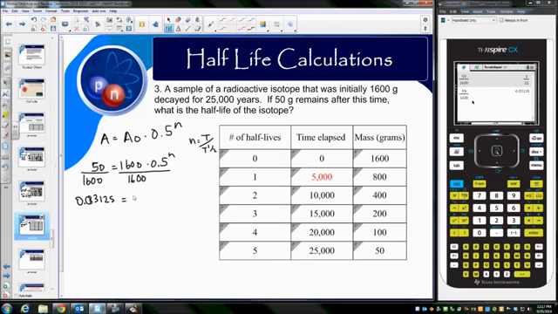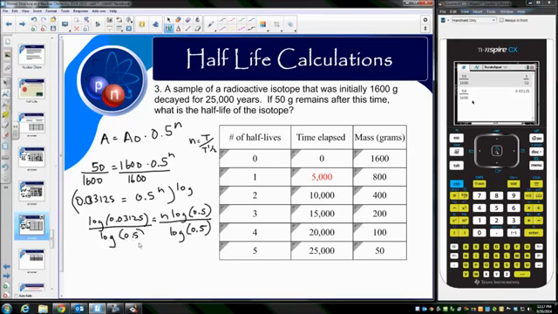And that's equal to 0.5 to the n. When we take a log of both sides, that gives us log of 0.03125 is equal to n times the log of 0.5. Divide both sides by the log of 0.5. And then let's put it in the calculator. That cancels out. We have n all by itself now.